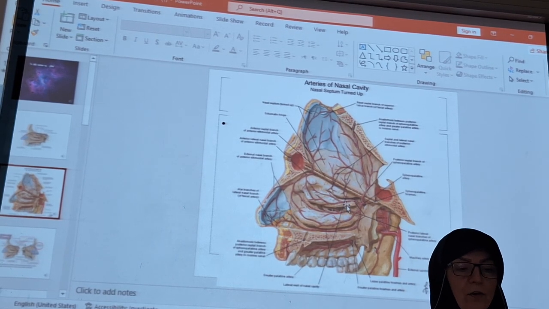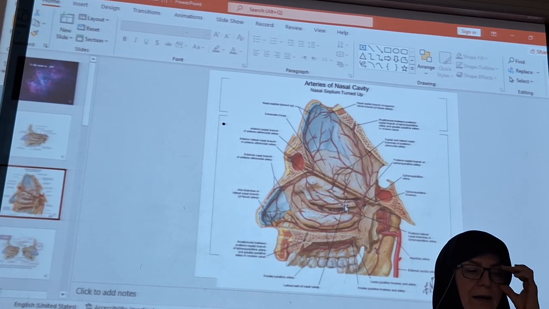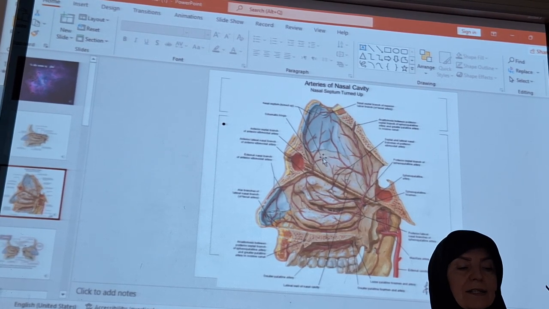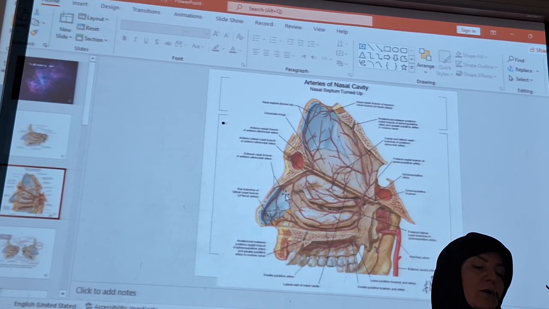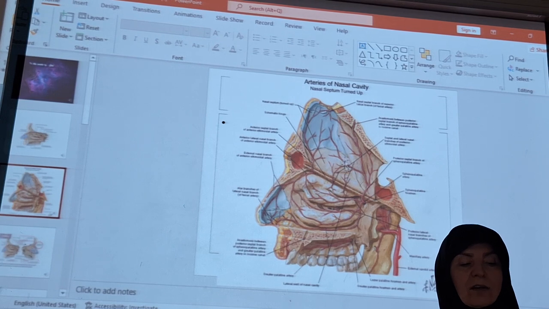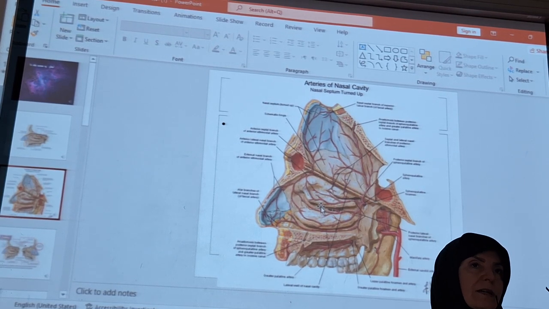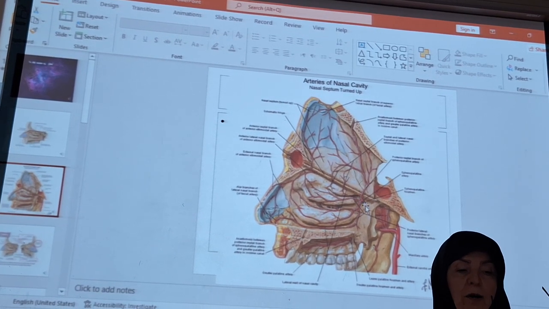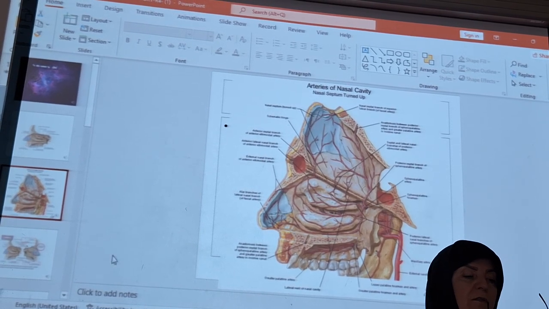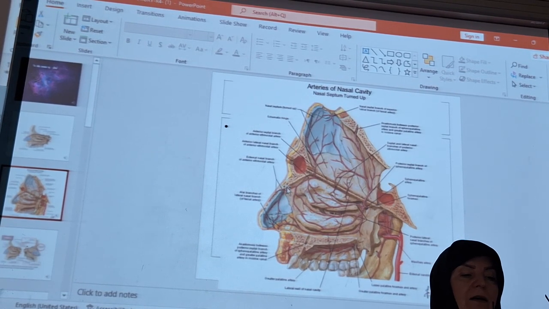Now, if you look at here, for example, the anterior ethmoidal in the medial surface, anterior ethmoidal in the lateral surface. The posterior ethmoidal vessel for the medial surface, for the lateral surface. Okay? The sphenopalatine artery for the medial surface, for the lateral surface. Both of them are visible here.